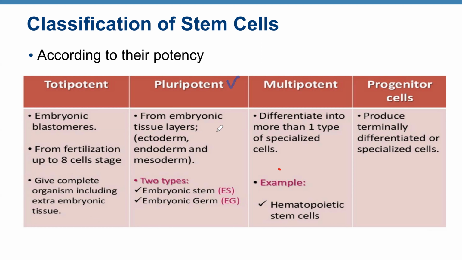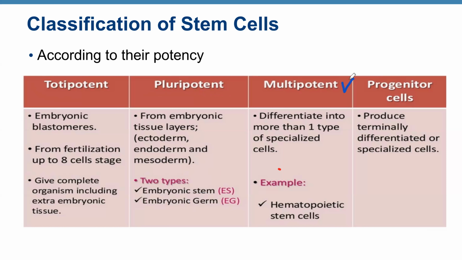Pluripotent, also from embryonic tissue, but later, not when we have 8 cells, but when we have enough cells that will differentiate into primary or embryonic tissue layers. So when cells in your body differentiate already into primary tissue, ectoderm, endoderm, and mesoderm, those types of embryonic cells are pluripotent. And we have 2 types of pluripotent cells, ES and EG, embryonic stem cells and embryonic germ cells. So we will talk about these types of cells in a couple of minutes.